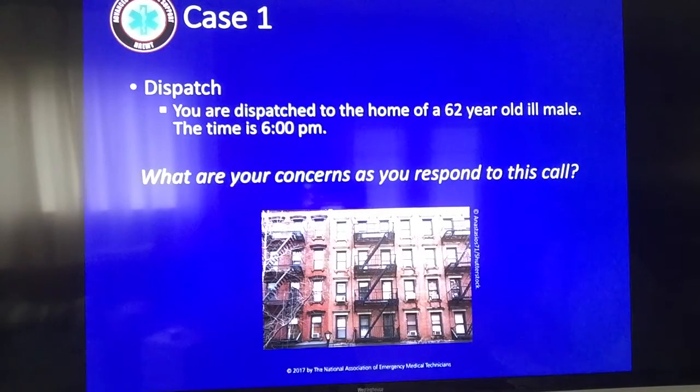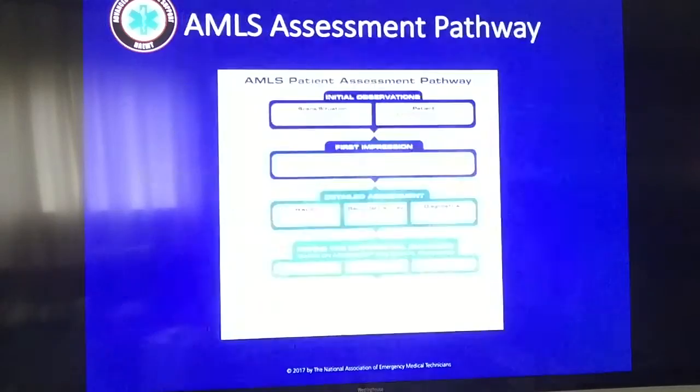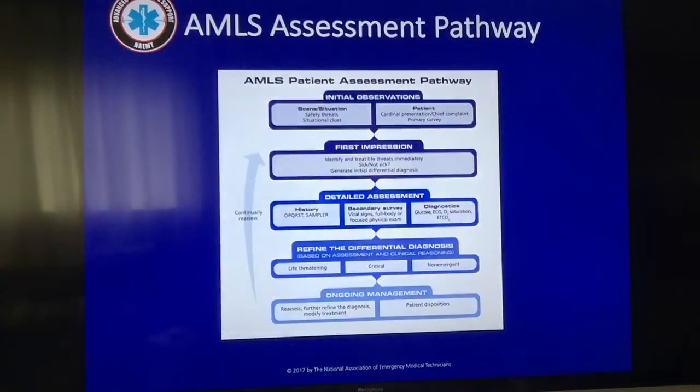So let's go over our first case here. We're dispatched to a person that's 62 years old. They're ill. This is an apartment building at 6 p.m. When we come there, we're already thinking, geez, what else do we need? How far are we from the hospital? This is a nursing home. Now we've got to walk up, or we've got elevators. We've got a lot of things to negotiate, and what do we bring on this case? And do we need any additional resources? We still haven't laid eyes on our patient. We really don't know much more other than that.